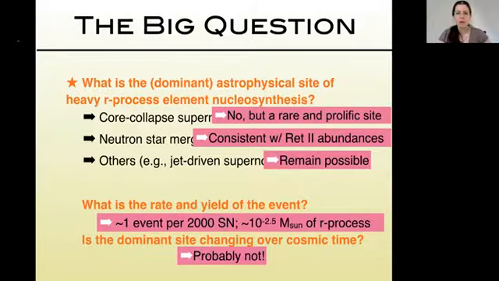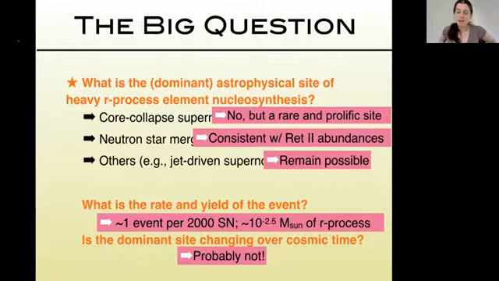So to answer the big question, what is the site? Well, definitely a rare and prolific site is operating. A neutron star merger is a very good candidate. Galactic chemical evolution models actually have trouble dealing with just one source. So they're all calling for at least two, perhaps more sources. So I think this game really isn't over, although a very big first step has been made.